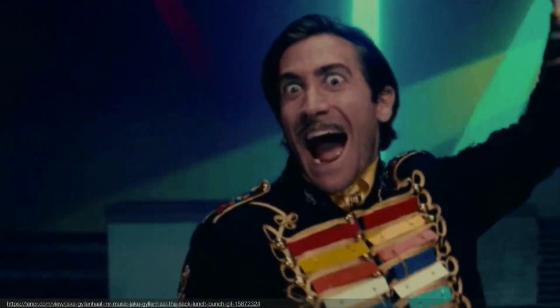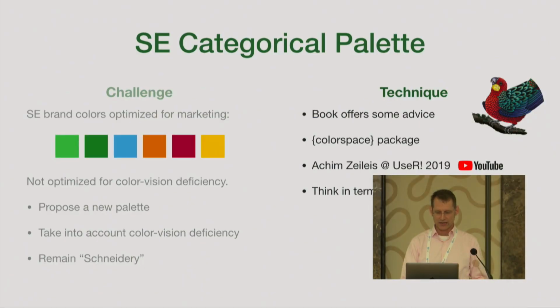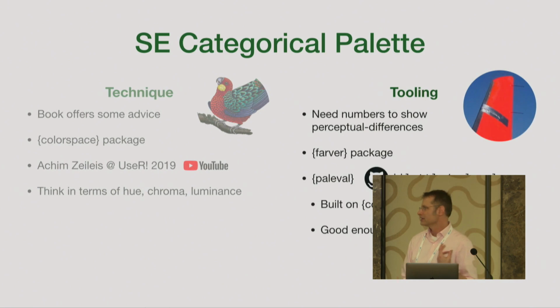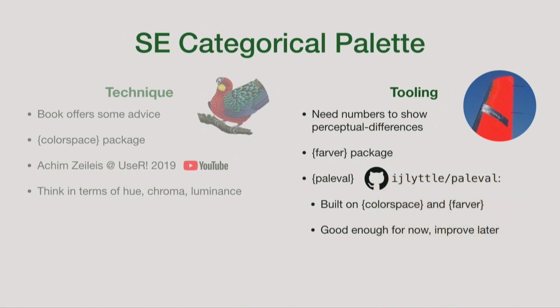So what we needed is focus. And this is where we come back to this idea of tooling, and that we needed numbers to show perceptual differences. We began with the colorspace package, and then we tuned in to Thomas Lin Pedersen's farver package, which can be used to quantify differences between colors. And we decided to try to put these together into a set of tools that we could use.